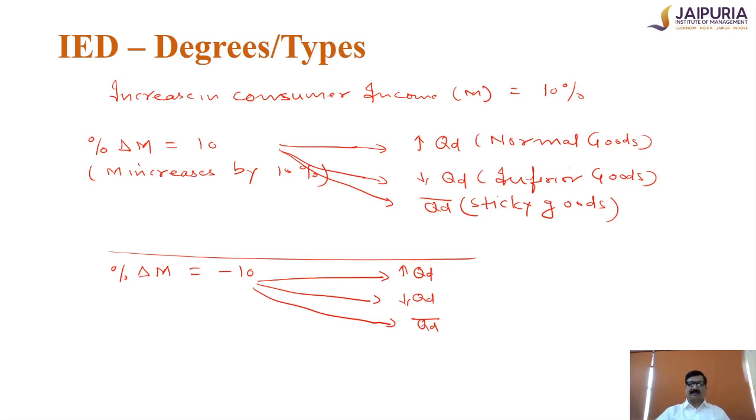The goods whose demand will increase as a result of decrease in consumer income, such goods are known as inferior goods. And goods whose demand declines as a result of decline in consumer income, such goods are known as normal goods. There are some goods whose demand will not change as a result of decrease in consumer income. Such goods are known as sticky goods.